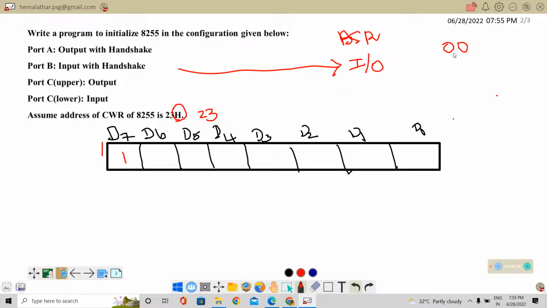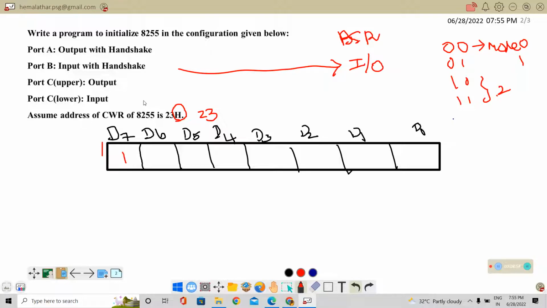With 2 bits, you have 4 different combinations: 0 0, 0 1, 1 0 or 1 1. So 0 0 belongs to mode 0, 0 1 is mode 1, and 1 0 or 1 1 is mode 2.